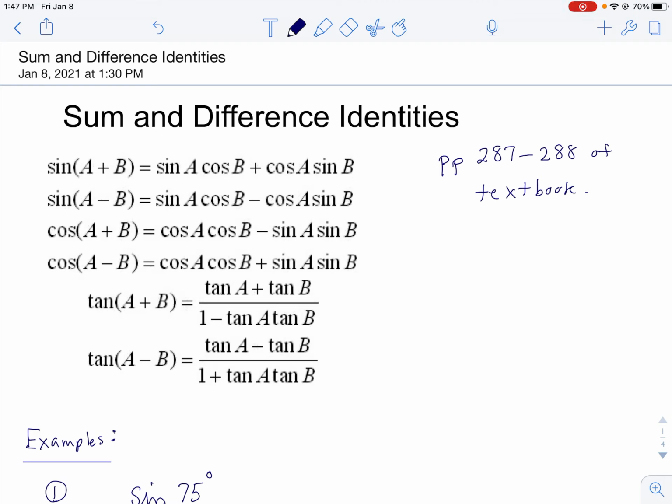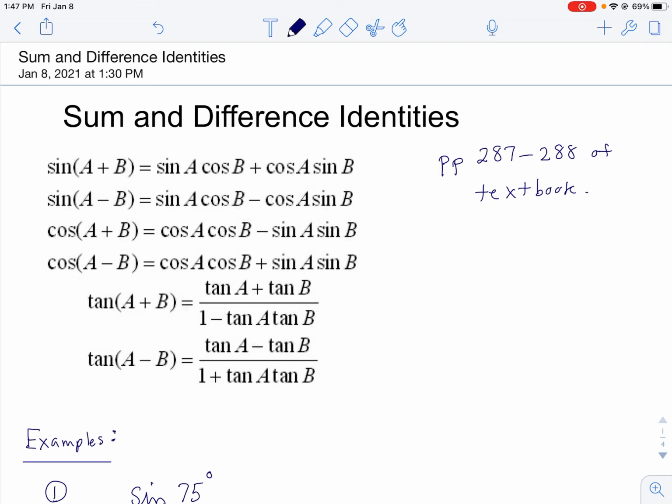The first one is sine of a plus b. So sine of (a plus b) is equal to sine of a times cosine of b plus cosine of a times sine of b. I have a jingle I usually use in class. For sine of a plus b, I usually just say sine, cosine, cosine, sine, keep the sign the same. Because again, it goes sine a cosine b plus cosine a sine b.